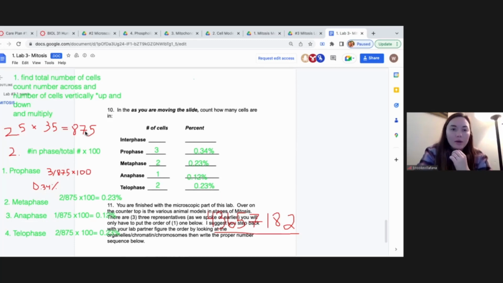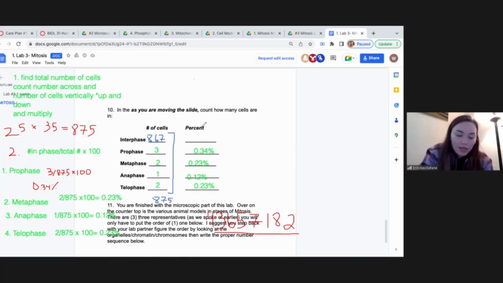So now interphase. Interphase is all that's left. Now we know we had 875 cells total. So we're just going to take 875 and subtract 3 plus 2 is 5, 5 plus 1 is 6, 6 plus 2 is 8. So we're going to subtract 8, because 867 cells would be all that would be left, right? So everything that's not in prophase, metaphase, anaphase, telophase is in interphase. So when we add all these up, we get 875. Does that make sense? So interphase cells is 867.